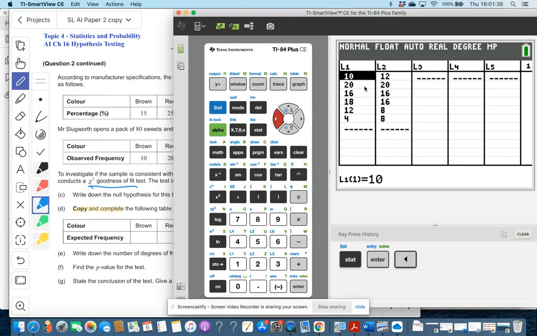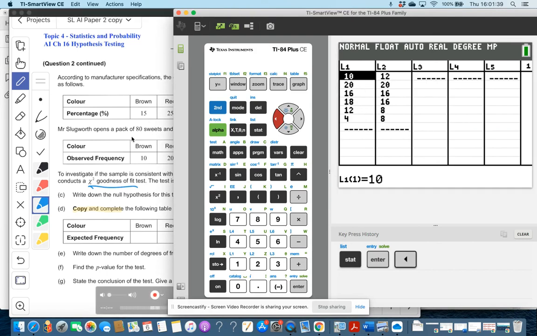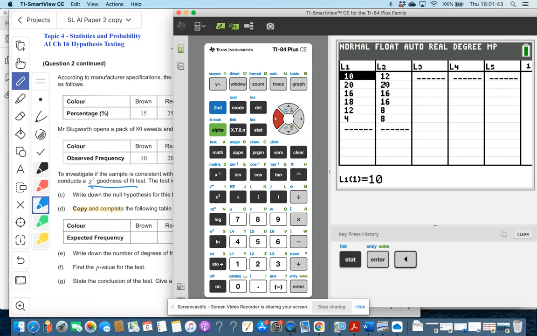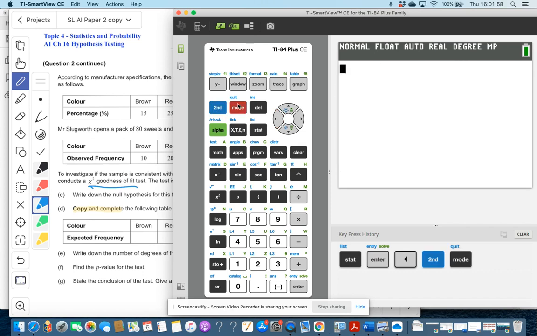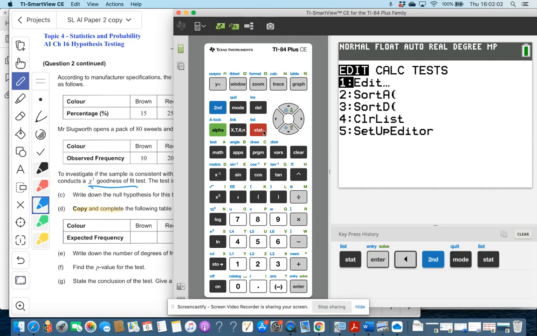They go into list 1. The expected frequencies go into list 2. Again, what I just copied and completed, that's the table in list 2. Okay, so observed and expected, I don't think it really matters which way we do it. It's still going to figure out the difference between the two tables. Okay, so we're going to quit out of this. I just do that out of habit. And we're going to do a stat test.